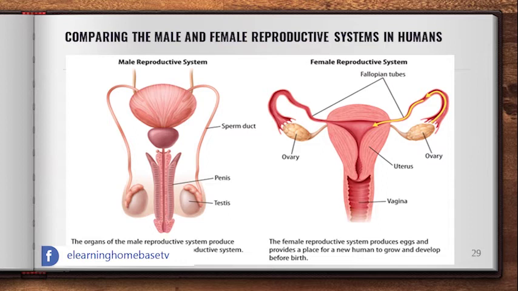The male reproductive system, we have sperm duct. The female reproductive system, we have fallopian tube. So we are comparing sperm duct to fallopian tube. The male reproductive system, we have testes. The female reproductive system, we have ovary.